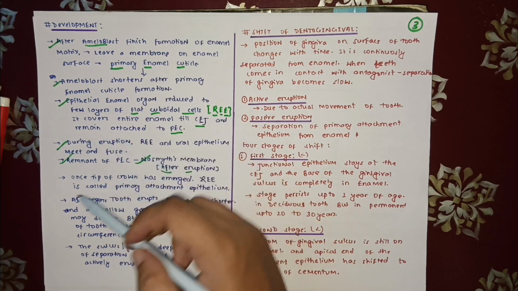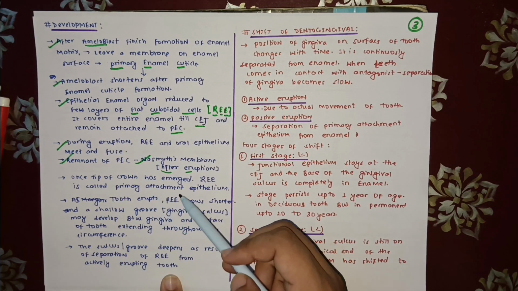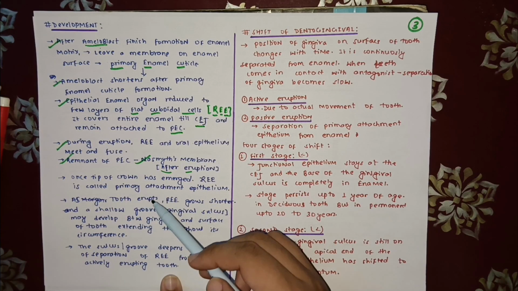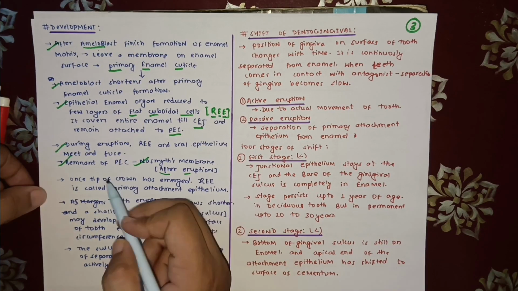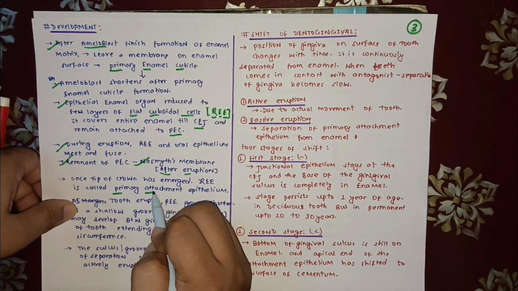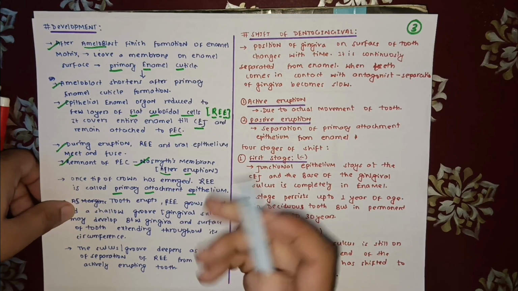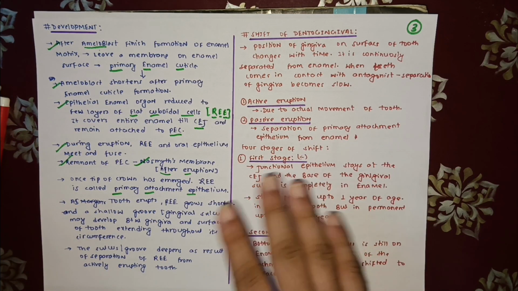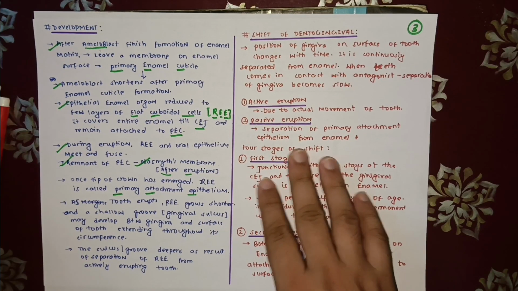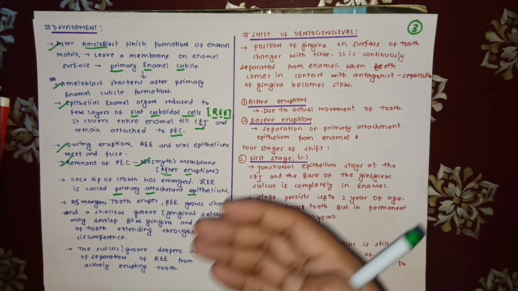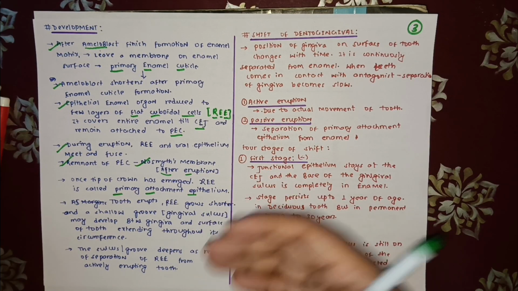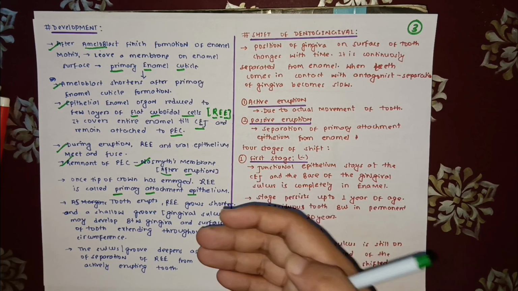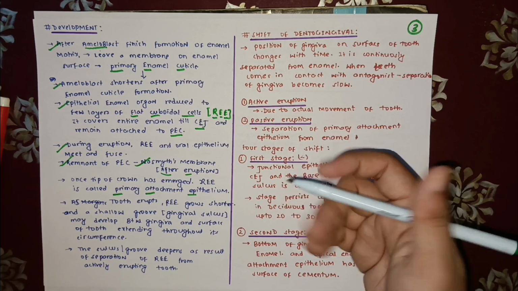Once the tip of the crown has emerged, the reduced enamel epithelium is called the primary attachment epithelium. This is also very important. Before eruption there was the reduced enamel epithelium and the primary enamel cuticle, but after the eruption the primary enamel cuticle changes into Nasmyth's membrane, and the reduced enamel epithelium changes into the primary attachment epithelium.